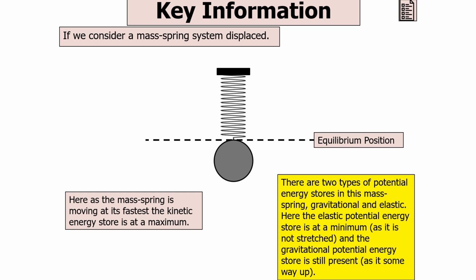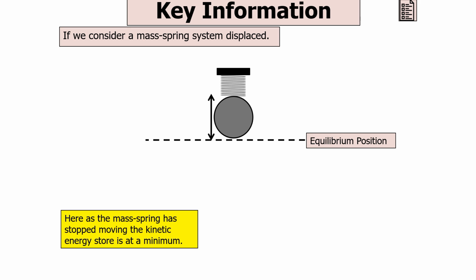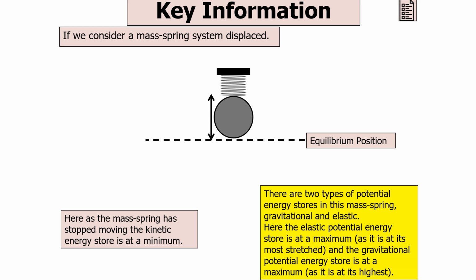We know here the displacement is equal to 0, the velocity is a maximum, and the acceleration is 0. Now at this point, our mass spring has stopped moving, so the kinetic energy store is at a minimum. Now here, the elastic potential energy store is at a maximum, as it's at its most compressed or stretched, and the gravitational potential energy store is at a maximum, as it is at its highest.